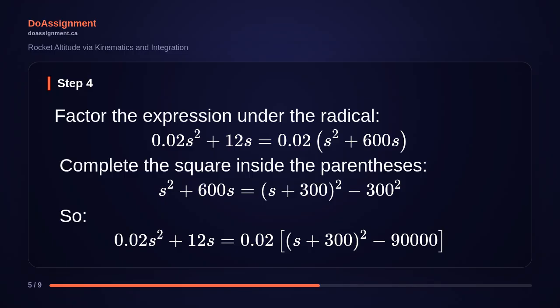We simplify the expression under the square root by completing the square. Factoring out 0.02 gives s squared plus 600s inside. Completing the square produces (s plus 300) all squared minus 90,000. So the full expression becomes 0.02 times the quantity (s plus 300) squared minus 90,000.